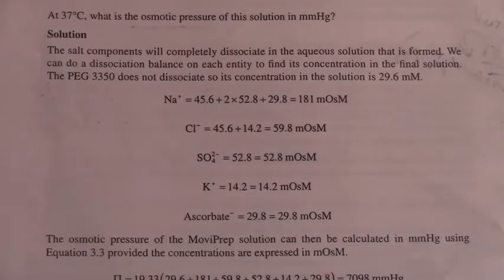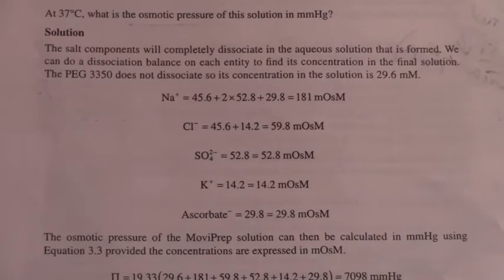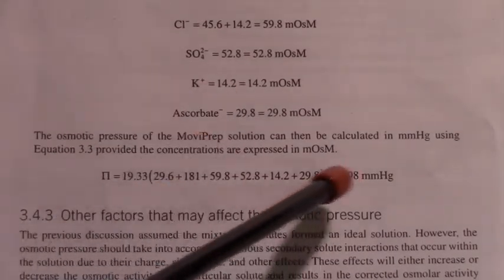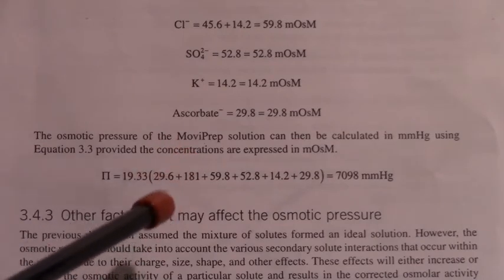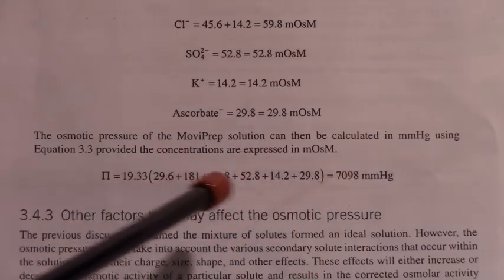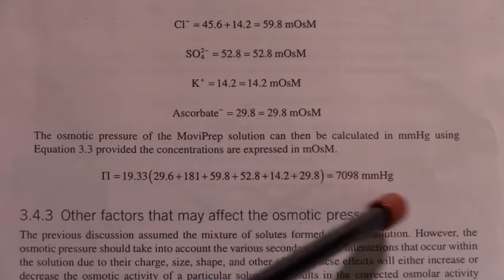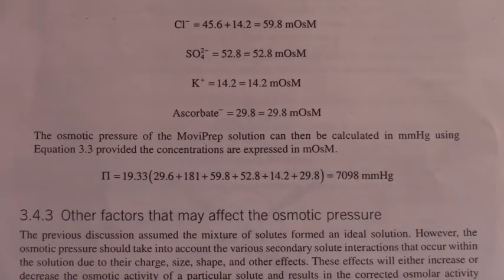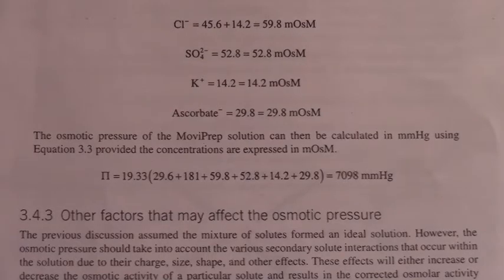So according to equation 3.3, we would add up all the entities, which I show right here, because they're in milliosmolar units, multiply that by 19.33, and as long as I'm at 37 degrees C, I can calculate my osmotic pressure, which comes out to be 7,098 millimeters of mercury, which is really high relative to the osmolarity of the fluids in your body. And because of that, like I said earlier, water diffuses into the colon and greatly expands the volume, which then helps clean out the colon.